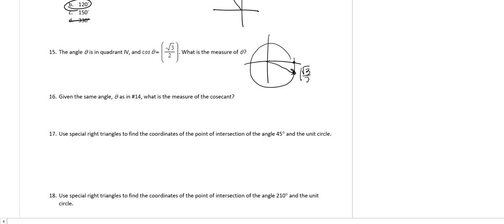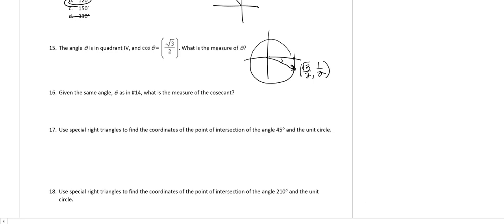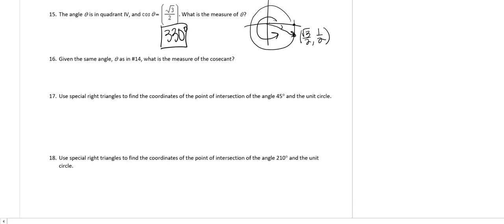So remember, if we have square root 3 over 2, 1/2, that means our reference angle is 30 degrees, and I remember that because I write that 3 first. Square root 3, 30. So I know that if my reference angle is 30, my standard angle is going to be 330 degrees, because we're 30 degrees less than 360.